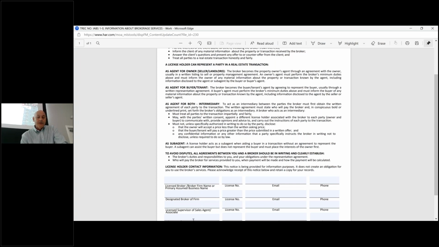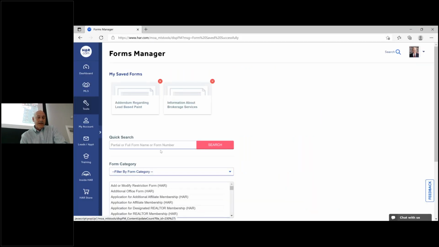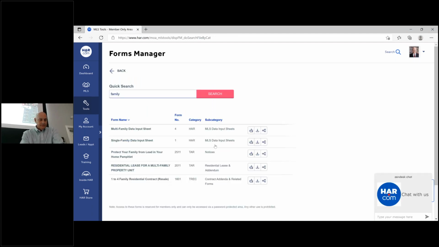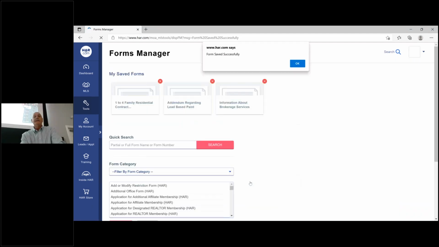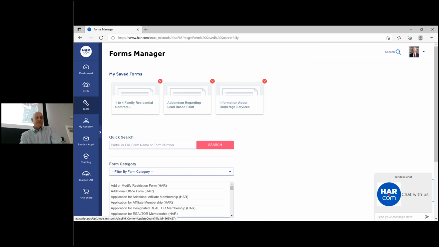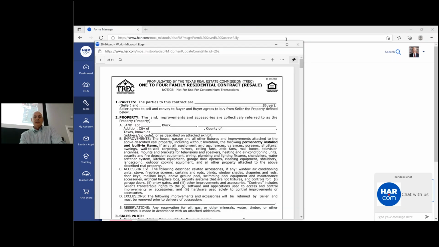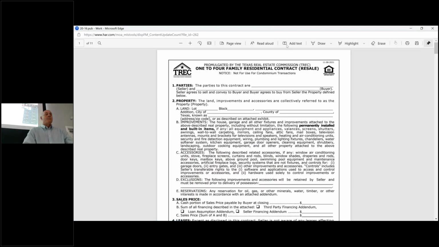Okie dokies. Let's keep moving on here. Let's go back, and I'm going to look up the next document in terms of buyer representation. If I type in the word family, what am I looking for? Looky, there it is. See how easy this is? Find documents. 1-to-4 family residential contract. Who knows what the 1-to-4 means? Why is it called the 1-to-4 family?